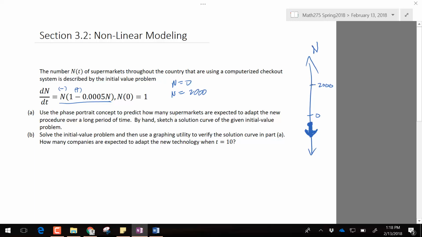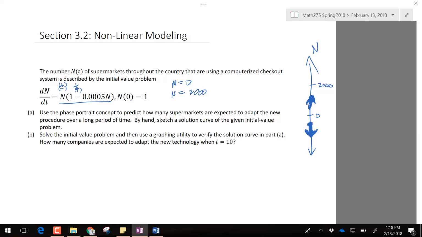Somewhere between 0 and 2000, we have a positive number going in for n now. If it's less than 2000, like 1000 or like 1, is the thing in the parentheses going to be positive or negative? It's positive, so we're going to have an increasing solution. So 0 looks like it's unstable. You tend to stay away from 0 as you move from left to right.